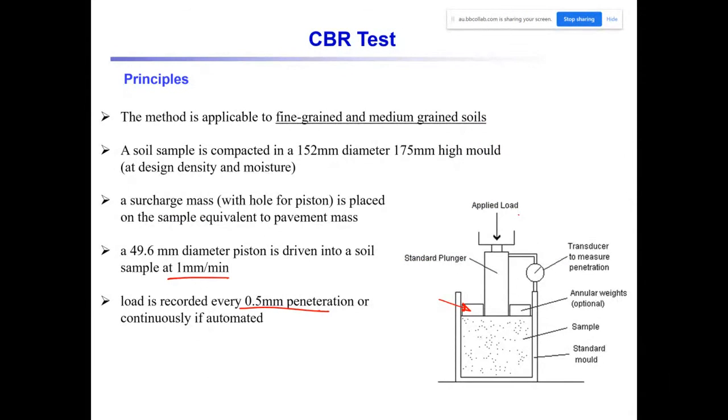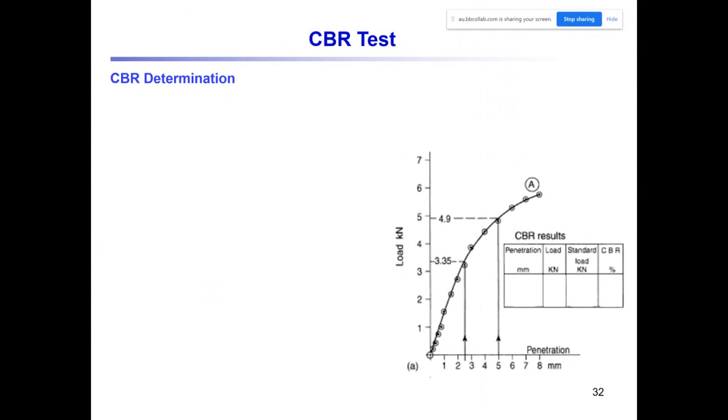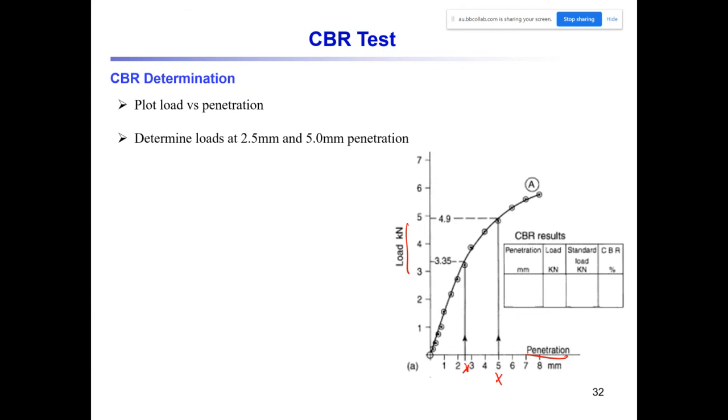You conduct the test, you start applying the load with a constant rate of penetration, and eventually the result that you get would be something like this curve that you see. It's load versus penetration. In order to determine the CBR value, initially you plot load versus penetration, then you need to determine loads at two penetration levels. One is at the penetration of 2.5 millimeter, which is this point. The other one is penetration of 5 millimeter. So you can simply read these two loads.